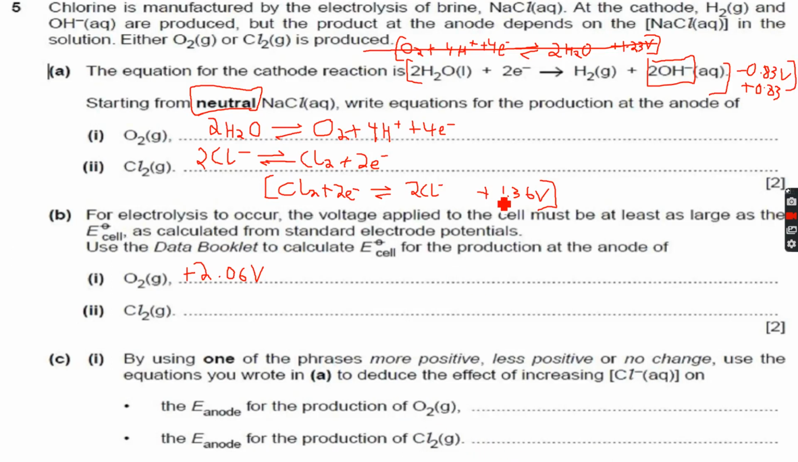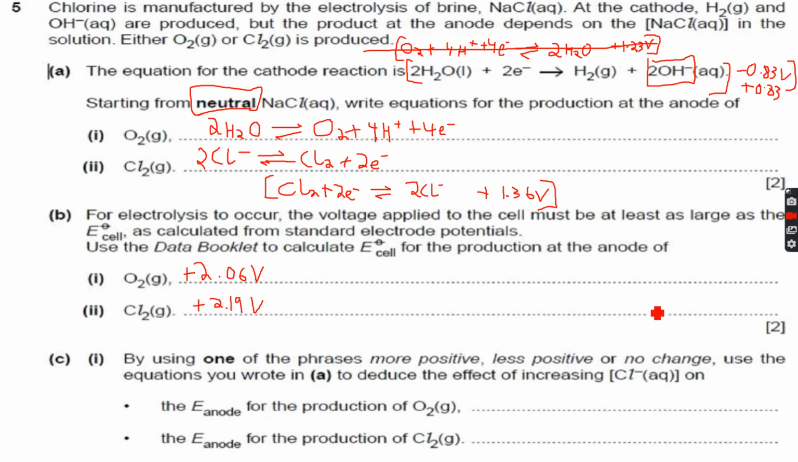1.36 volts is greater than minus 0.83. So we invert the minus 0.83, so it becomes plus 0.83, and then we add them together. So 1.36 plus 0.83 is 2.19 volts. So this becomes plus 2.19 volts.